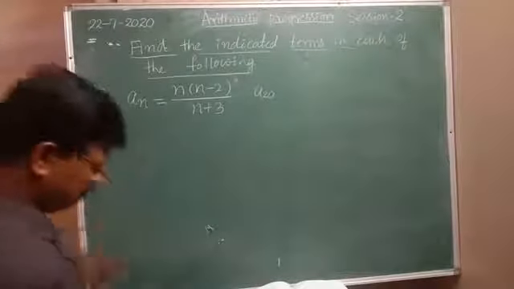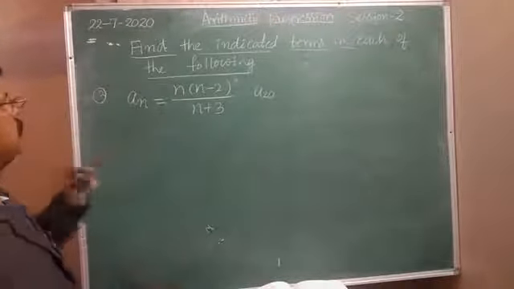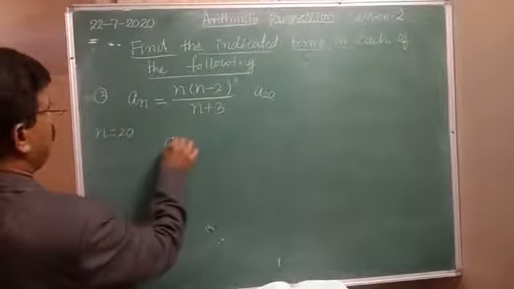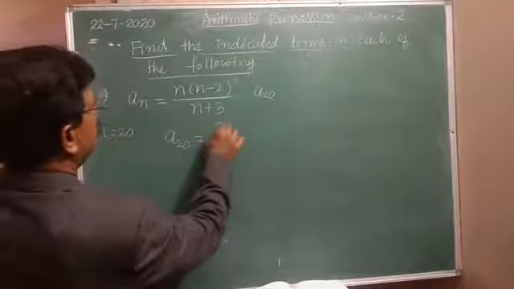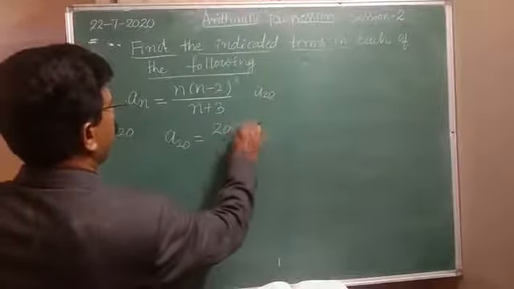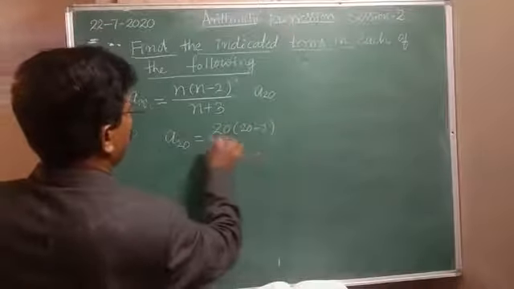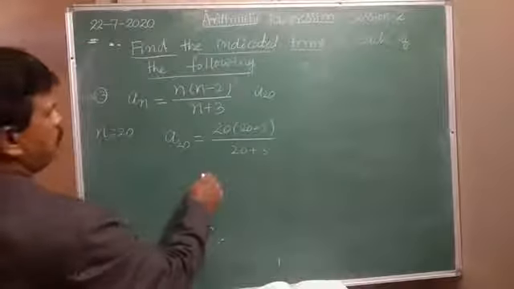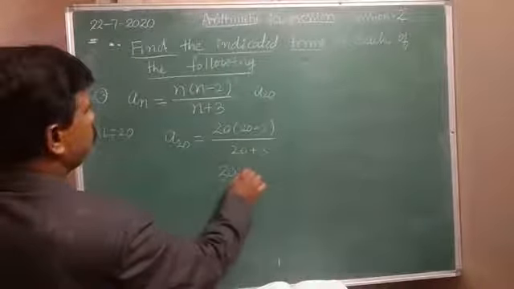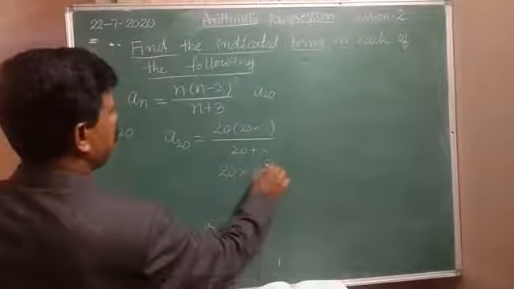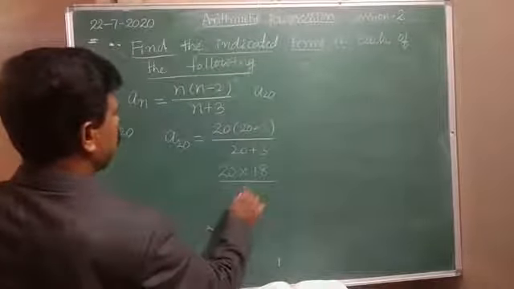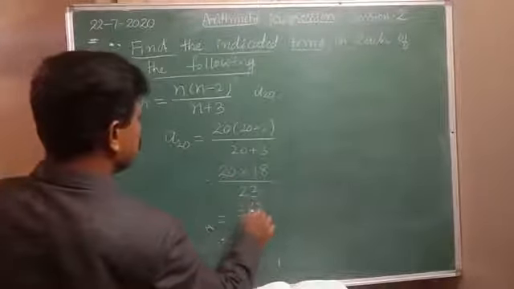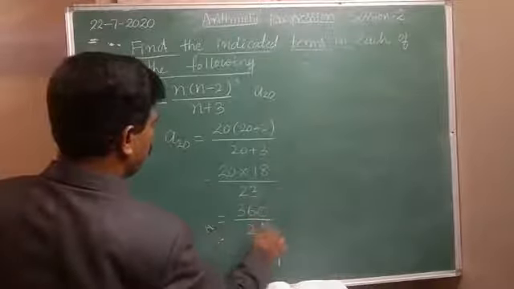Now look at this. This is the nth term. The nth term is described by this. Now put n is equal to 20. Now A20 equals 20 into 20 minus 2 by 20 plus 3. Okay. Now this is 20 into 20 minus 2, which is 18, by 20 plus 3, which is 23. Now 18 twos are 36, so 360 by 23.